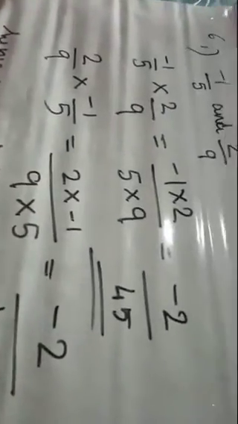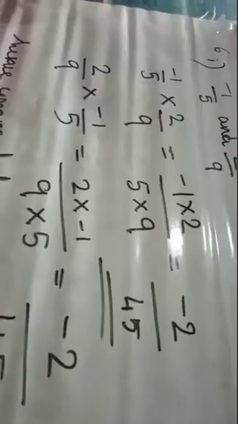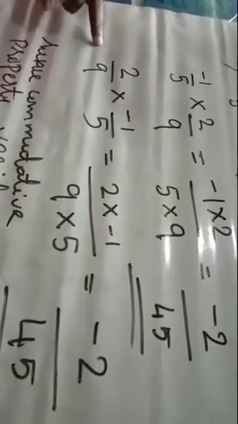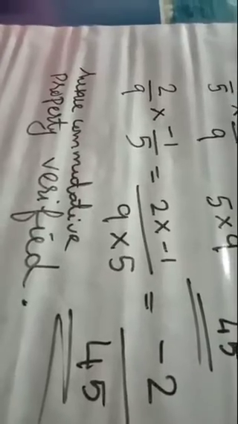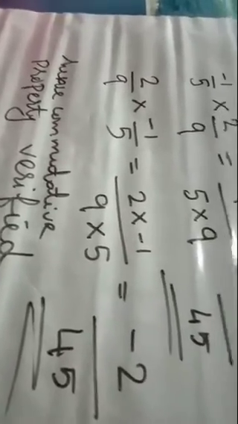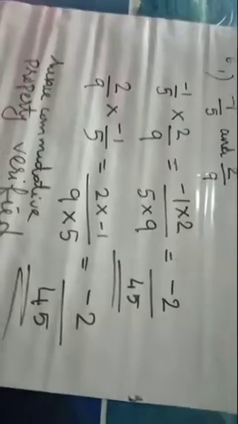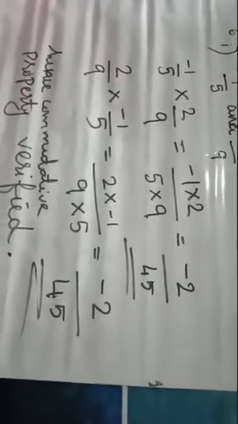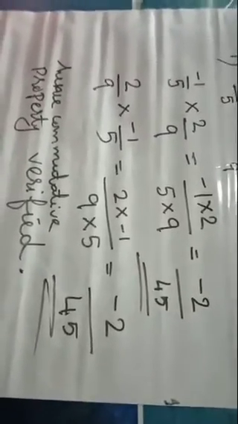First you directly multiply negative 1 by 5 into 2 by 9. Then just change the order. First you write 2 by 9 into negative 1 by 5. We will get the same answer. Okay, that is commutative property. Okay, next problem.